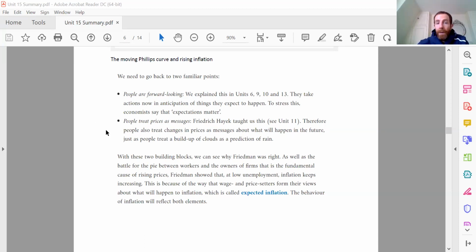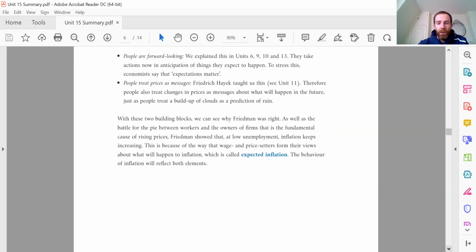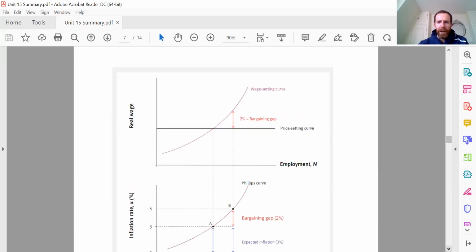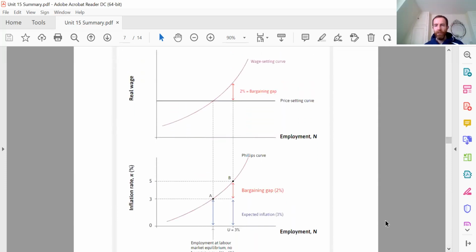And secondly, people see prices as a message about what might be happening right now, but also what might happen in the future. And so that's why we say that people's expectations of inflation, what they expect inflation to be, are going to have an important impact on their behavior. That's going to be an important way of justifying how we can get to a higher Phillips curve, where now people's expectations of inflation have changed. To build towards that, we're going to go back to the idea of a bargaining gap and how it can lead to inflation, and then see how it can lead to rising inflation.